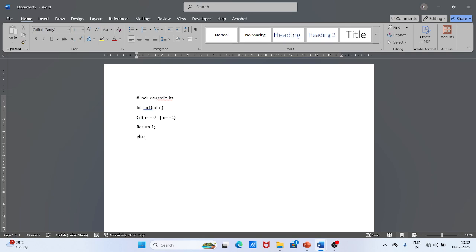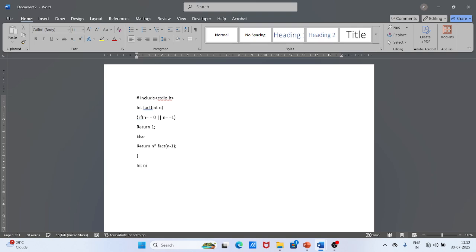Else you write return n into fact of n minus 1. Here is the recursion: we call the function itself. This is called recursion.